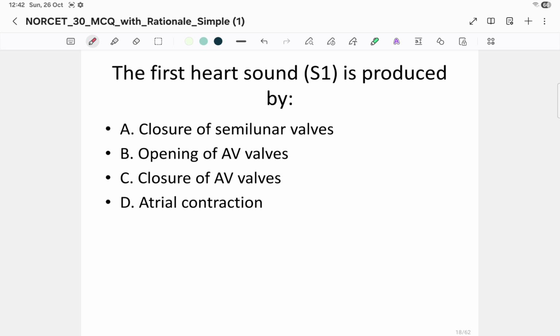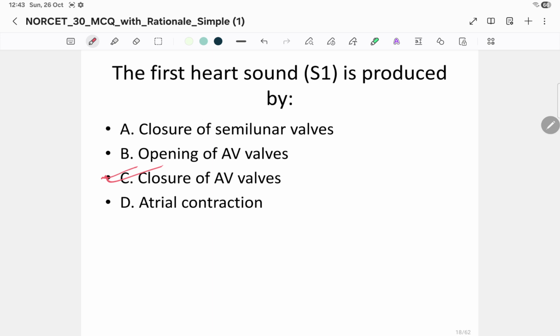Next, the first heart sound is produced by A, closure of semilunar valves. B, opening of AV valves. C, closure of AV valves. D, atrial contraction. So the first heart sound is produced by what? Which will be the correct answer? The correct answer will be option number C, closure of atrioventricular valves.